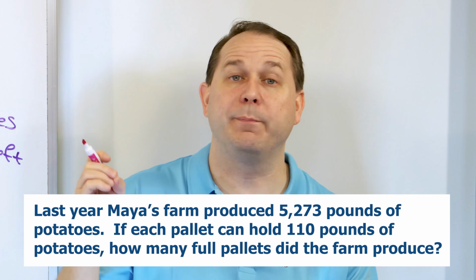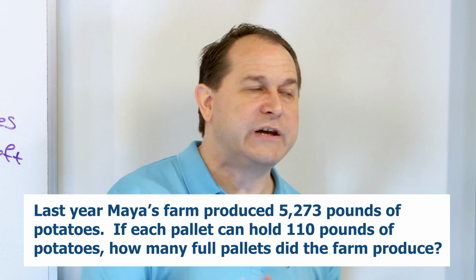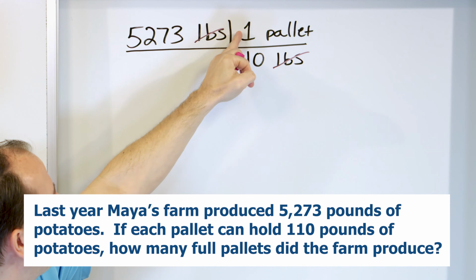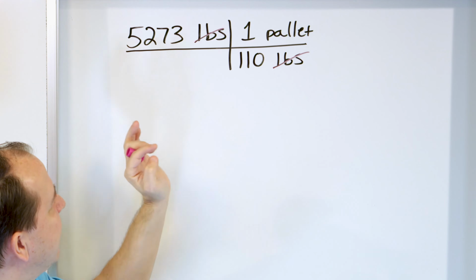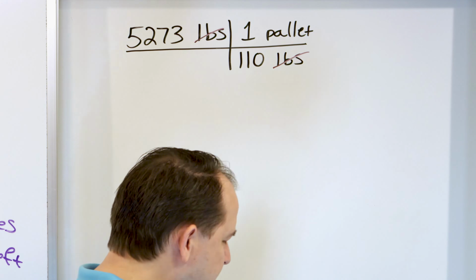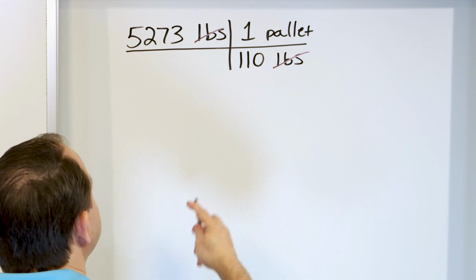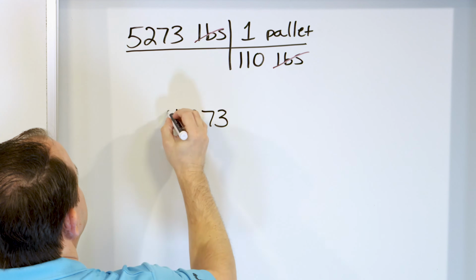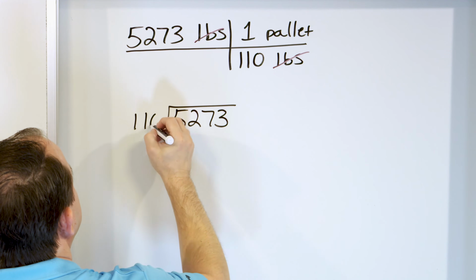It's saying how many full pallets did the farm produce. The unit that I have left is pallets, and it tells me that I have to divide. Of course, I'm multiplying by 1, but that doesn't do anything. And then I'm dividing these numbers. So even if I don't know what to do, the units will tell you what to do. So here we have to divide these numbers. So let's take 5,273, and we're going to divide it by 110.